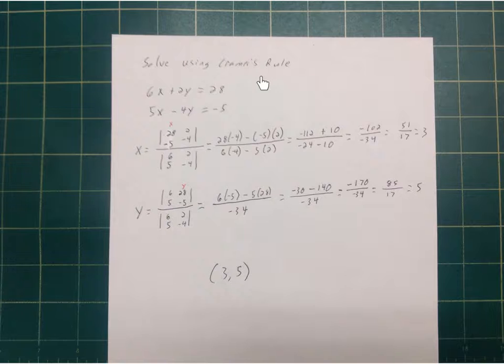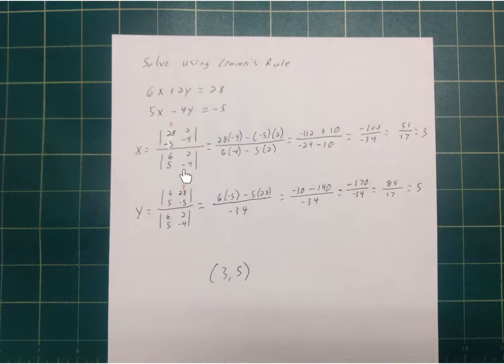You want to use Cramer's rule. You're given this system of equations, two equations, two unknowns, x and y. So we want to find x and y. Well, x and y will each be the ratio of two determinants. Notice the bottom determinant is the same for each of them.